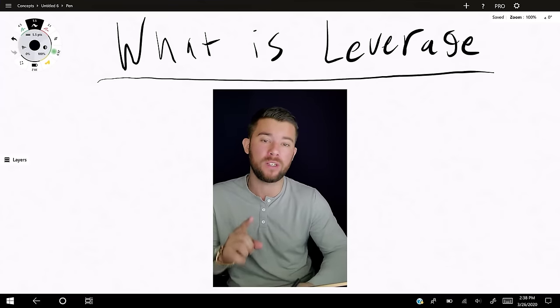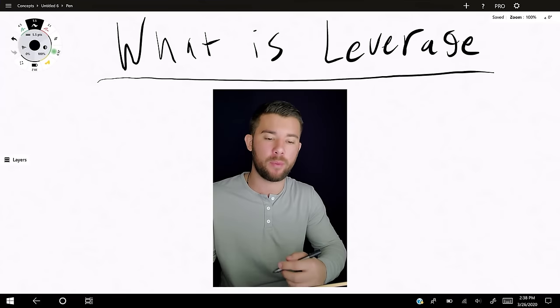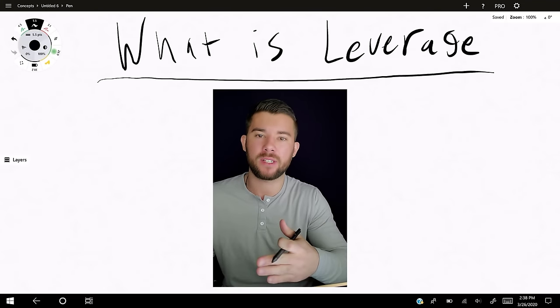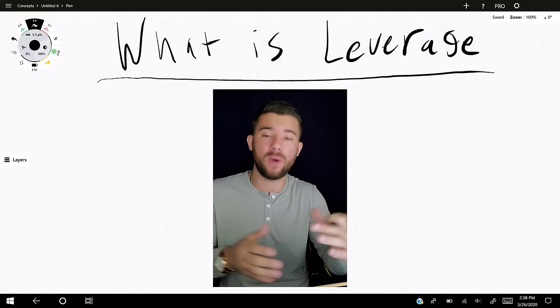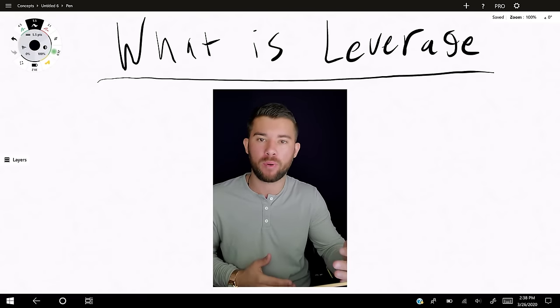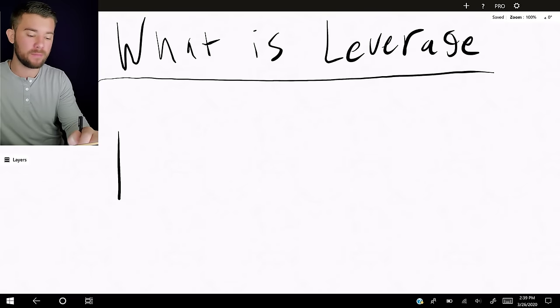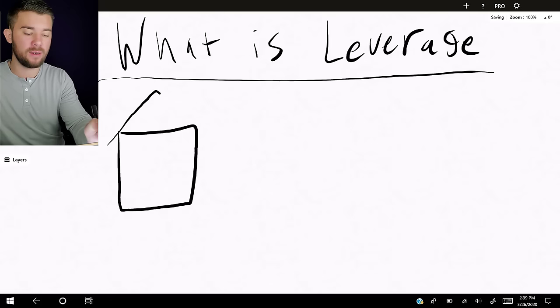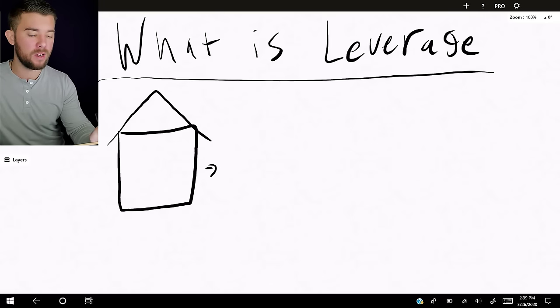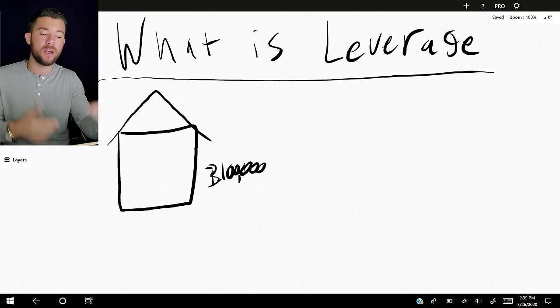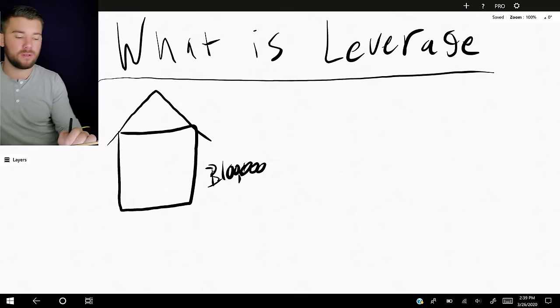The way we're going to do that is by using an example of the housing market. In the housing market, when you want to get a loan for a house, you actually need 20% down on that property in order to purchase it. So let's say you find a property that you want to invest in, and this property is $100,000. How much of a down payment do you need in order to buy this house?